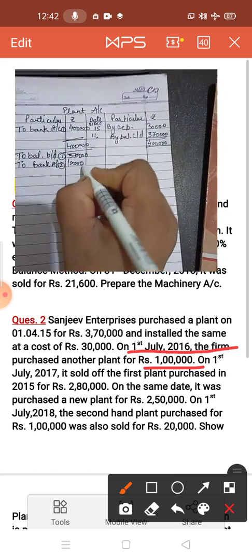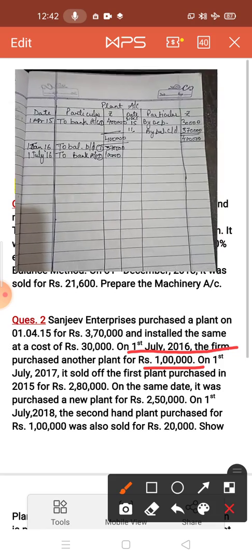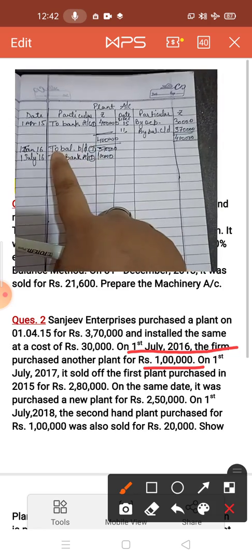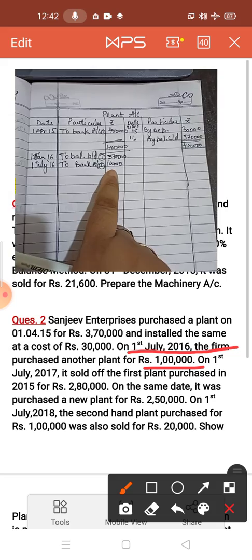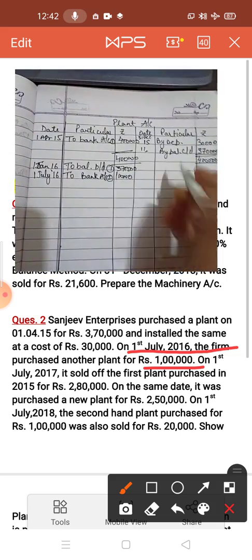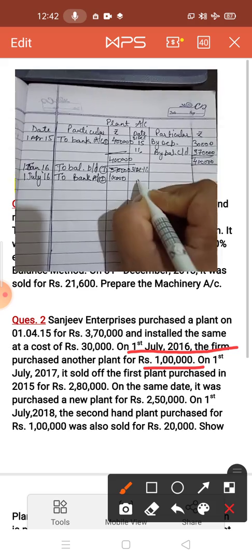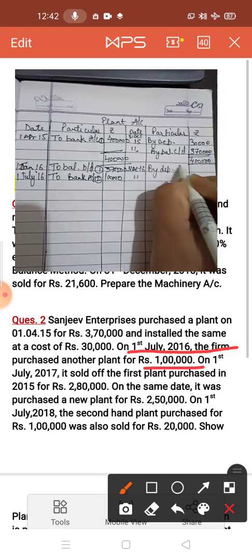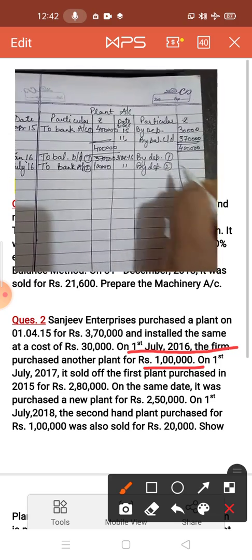Now you have to charge the depreciation. So see children, here two plants are there. The first balance is 3,70,000 and the second plant balance is 1,00,000. So you have to charge the depreciation on 31st December every year, 31st December 16. So charge the depreciation on the first one and charge the depreciation on the second plant in this way.